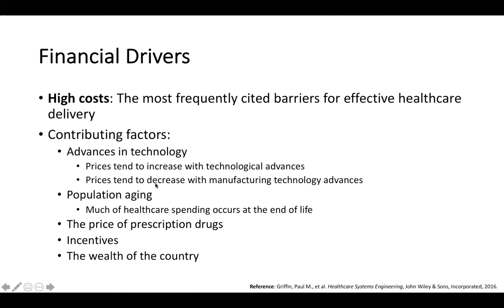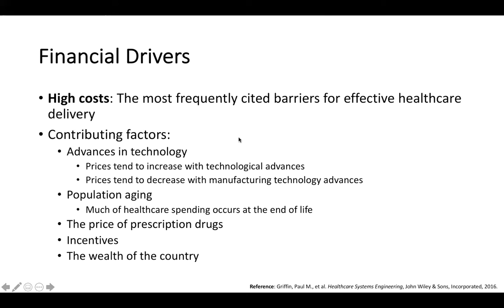The manufacturing technology, on the other hand, decreases the cost. I think in the slides that I have put, this is shown as increased. I'll upload the updated one. But as the manufacturing technologies get advanced, the manufacturing process works better. The cost of manufacturing all the devices and equipment is lower. So as a result, the cost at which these devices are provided to the hospitals is lower.